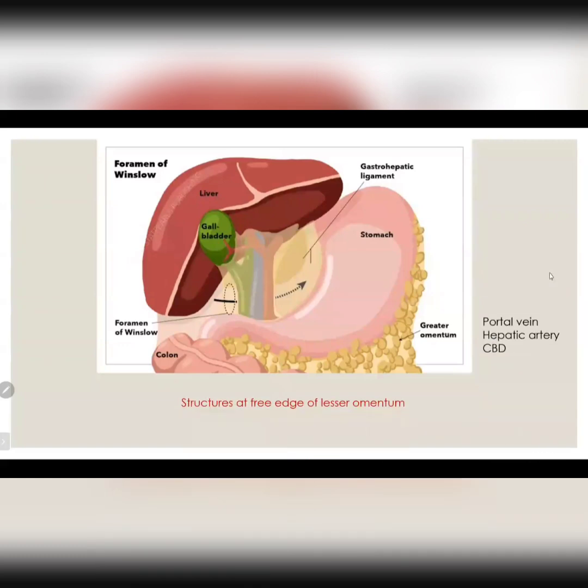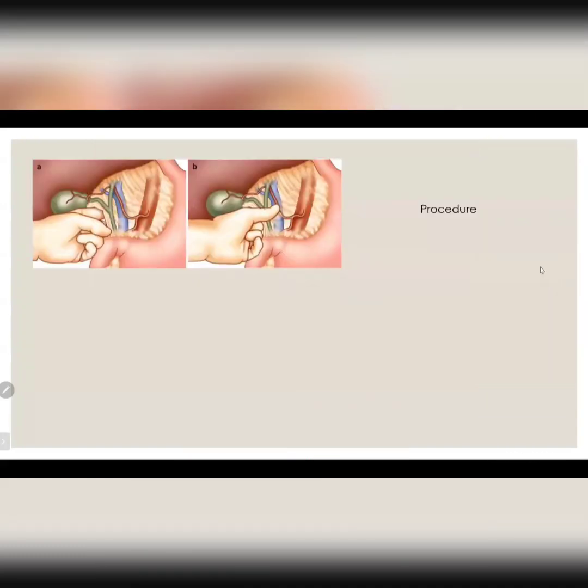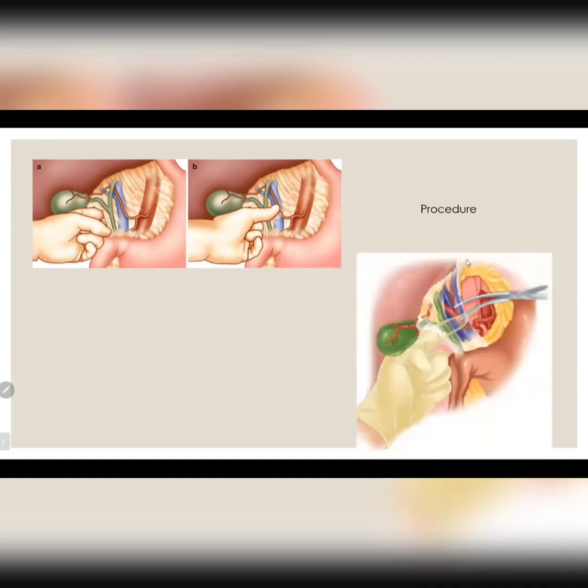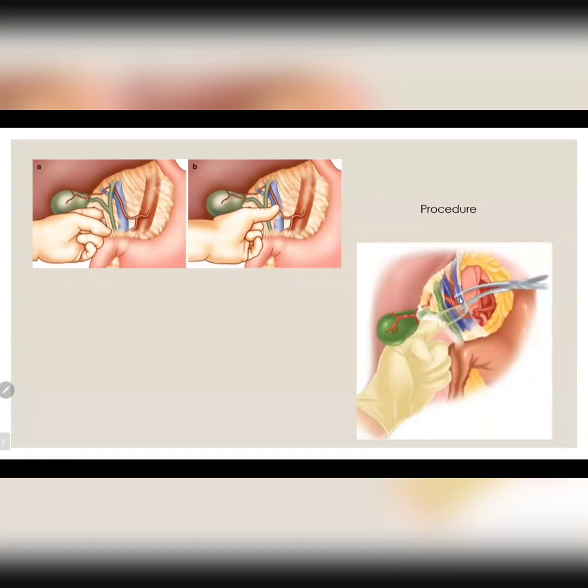So as a surgeon, as an immediate measure, through the epiploic foramen you can access the structures at the free edge of the lesser omentum, and you can apply a clamp on the hepatic artery and the portal vein. This will reduce the bleeding from the liver. Once the bleeding has reduced, you can find out what caused that bleeding and repair that area. You can save the patient.